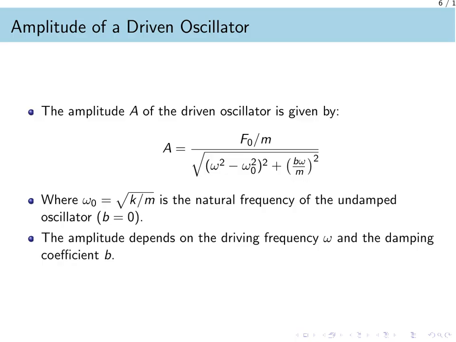The formula for amplitude is the driving force amplitude divided by mass, all divided by the square root of a sum of two terms. The first term is the square of the difference between the square of the driving angular frequency and the square of the natural angular frequency. The second term is the square of the quantity damping coefficient times driving angular frequency divided by mass.